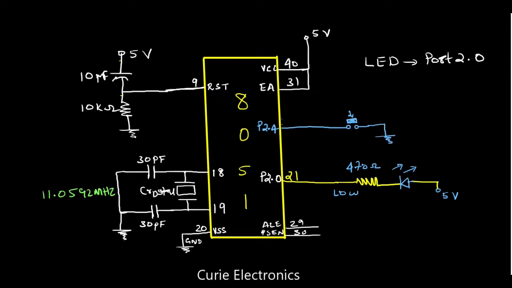But we have to give a pull up to the switch. It should not float. So I have connected one resistor to 5 volt, a 4.7k resistor, to pull up. So when the switch is open, port 2.4 will get a high input, so that we can identify that the switch is not pressed. When the switch is pressed, it connects to ground and the port pin goes low. Now let's see how to write the code for this.